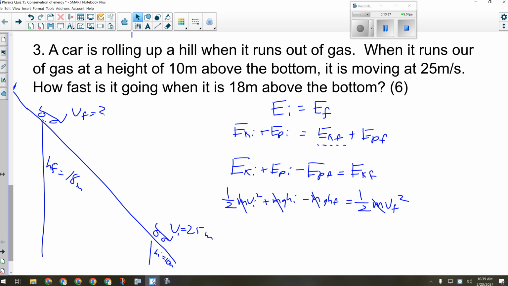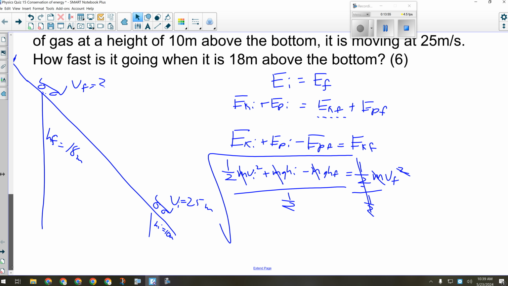I need to get VF squared by itself. What do we do with the half? Divide it over to the other side. Okay, and I want VF, not VF squared, so square root. Okay, same as we've done on every other energy question where we solve for V.